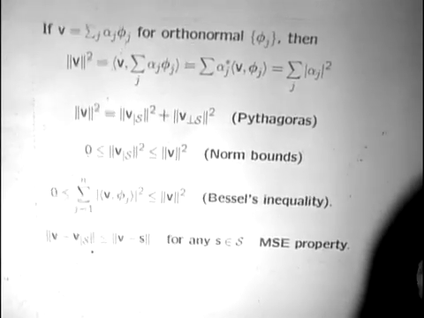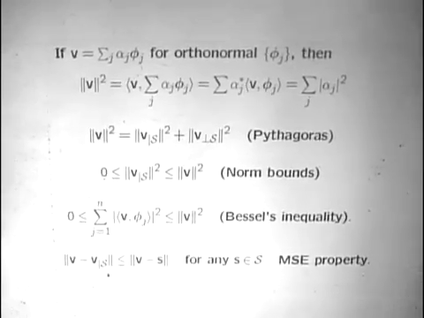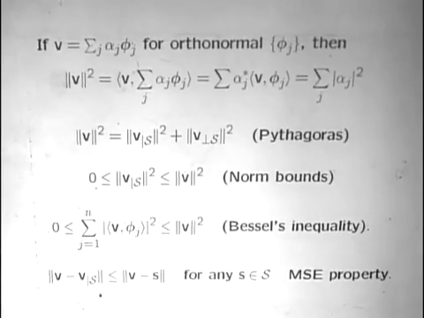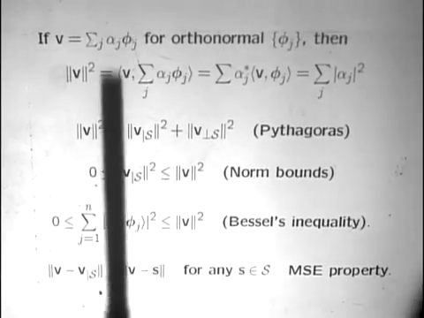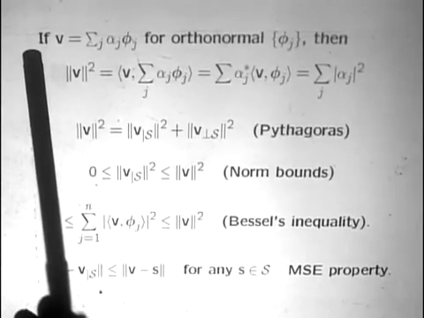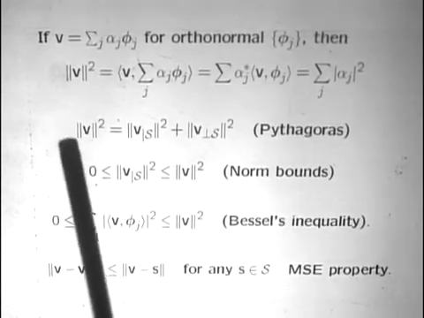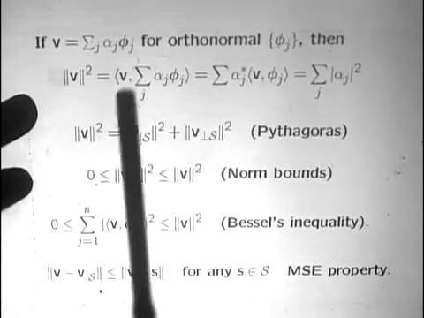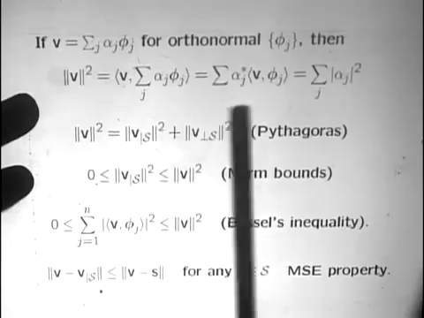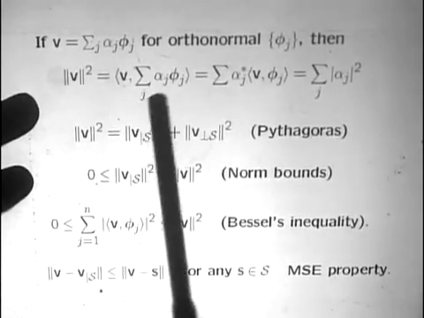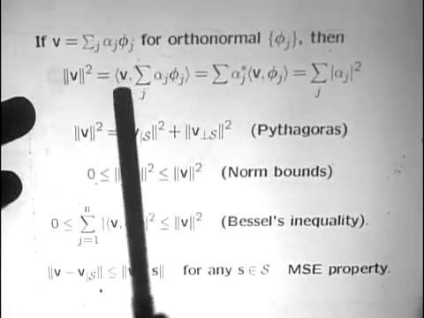Now, if we express V as some linear combination of these orthonormal vectors, then if I take the norm squared of V, this is something we've done many times already. I expressed the norm squared just by expanding this sum. Well, here I've done it this way, so let's do it this way again.